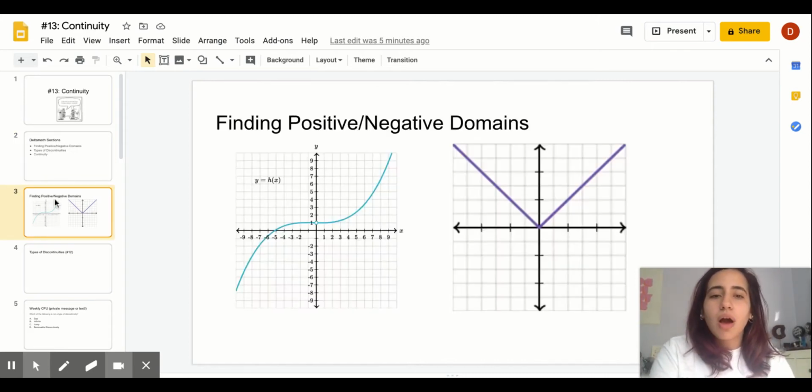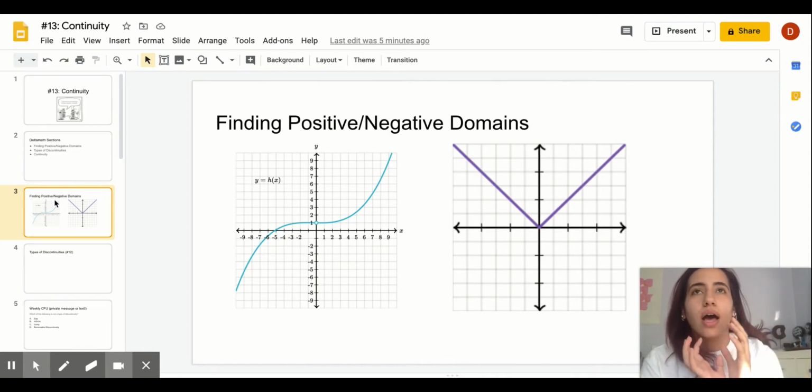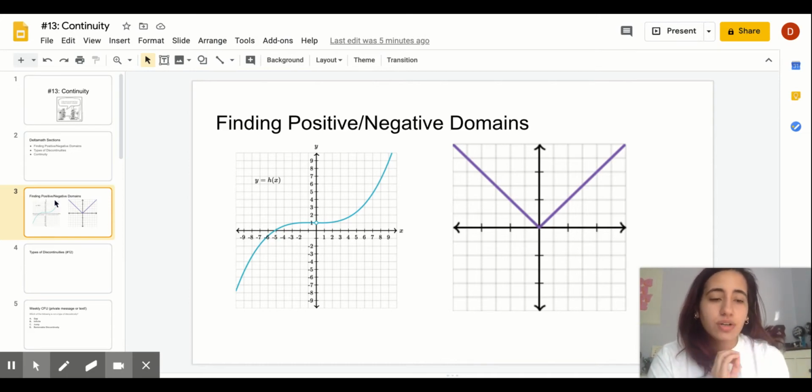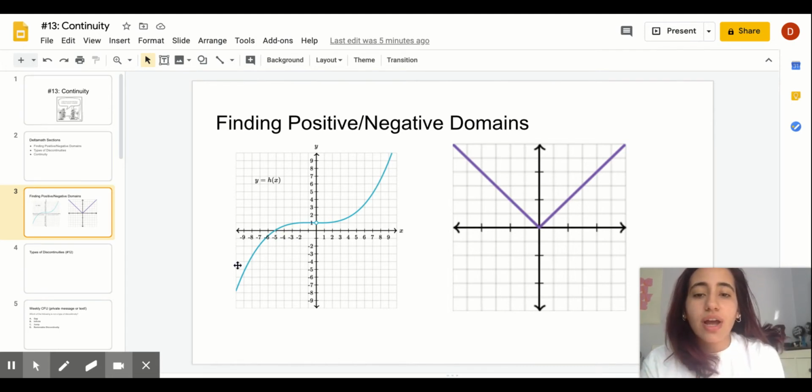So with finding positive and negative domains, I found a lot of mistakes in confusing increasing with positive and decreasing with negative. Increasing and decreasing is about the behavior of the function. Increasing is as x increases, your y increases. Decreasing is as your x increases, your y will decrease, it'll go down. Positive and negative is straight up just about location. Positive is anything where the y is above 0, and negative is anything where the y is below 0.